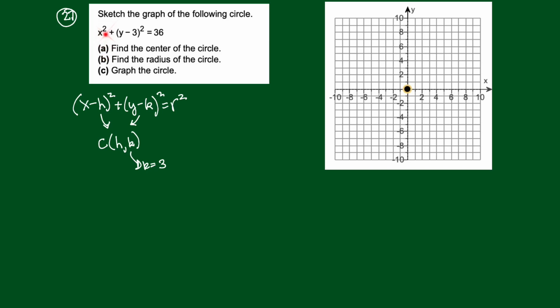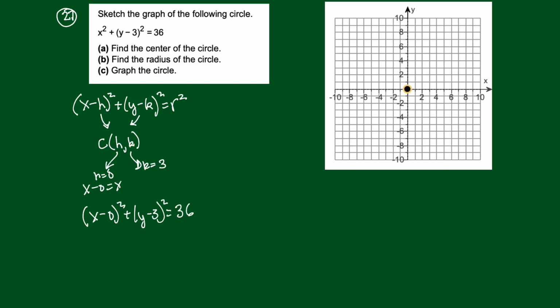But what about this x? I've just got x squared. There's no minus in here. There's no x minus something. Well, what could you put in here that would make x minus something the same as x squared? It turns out that this is going to be a 0. If I put a 0 in here, what is x minus 0? That's just x. So here's what we are then. If I make it match, I'll get x minus 0 squared plus y minus 3 squared equals 36.